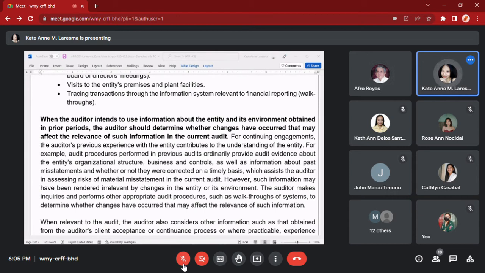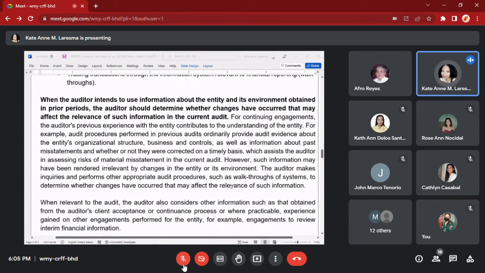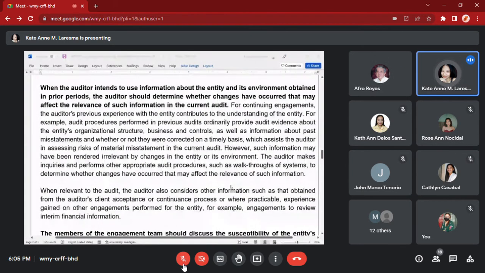To continue, however, such information may have been rendered irrelevant by changes in the entity or its environment. The auditor makes inquiries and performs other appropriate audit procedures, such as walkthroughs of systems, to determine whether changes have occurred that may affect the relevance of such information.